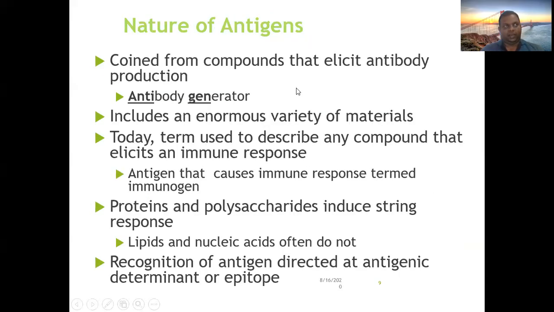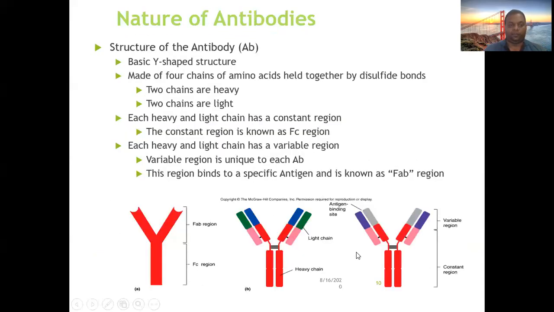Antigens. We learned a bit about antigens; we call it an antibody generator, hence the term antigen, merging these two words. Antigens that cause an immune response are termed immunogens. Proteins and polysaccharides induce a strong response. Lipids and nucleic acids often do not, or the response is less. Recognition of an antigen is directed at antigenic determinants, a site called the epitope. It's an epitope on the antigen, and on the antibody the site is the paratope.